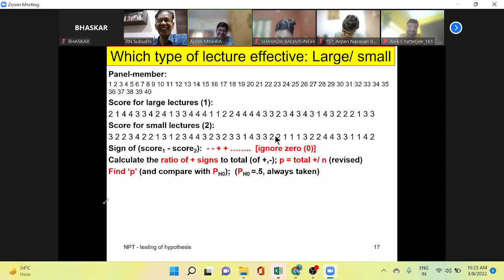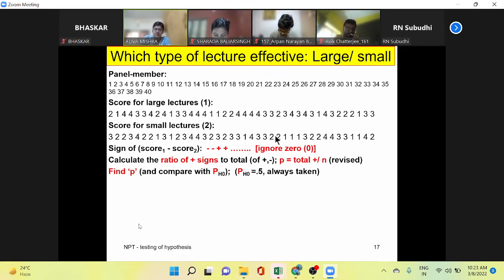Avik, you have to first write the total number of columns, that is 40. Then their scores, that is for large lectures. Then scores for the small lectures, then you will write the difference of large lecture and small lecture. Then you will count the sign of that difference. If it is plus, you will count the plus signs only. If it is minus, you will count the minus signs only. Then you will compare which is larger, whether it is plus sign or minus sign. First count how many plus signs. You write number of plus signs equal to this, number of minus signs equal to this, number of zeros equal to this. Write that.